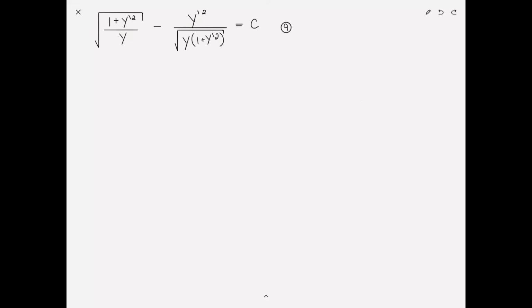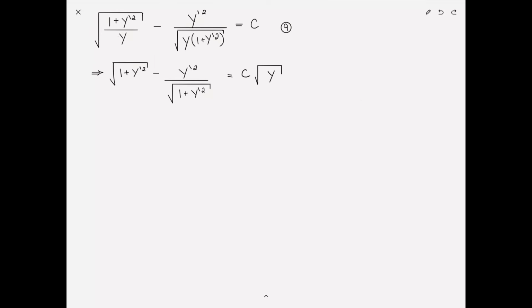Turning the page, we can simplify this equation as root 1 plus y prime squared divided by y minus y prime squared divided by root y times 1 plus y prime squared, and that's equal to a constant, number 9. The first thing I do is multiply everything by the square root of y. I end up with 1 plus y prime squared minus y prime squared divided by root 1 plus y prime squared, and that's equal to a constant times root y.